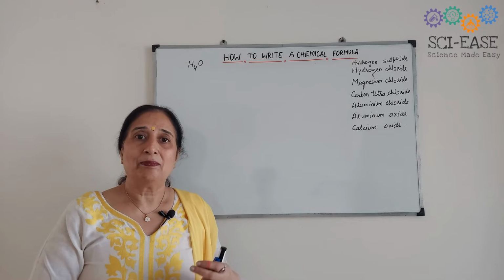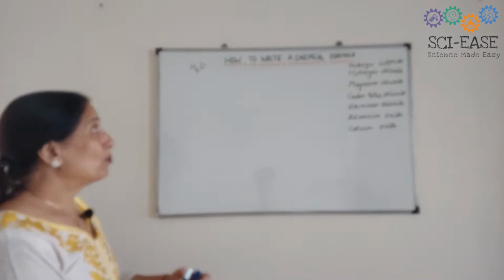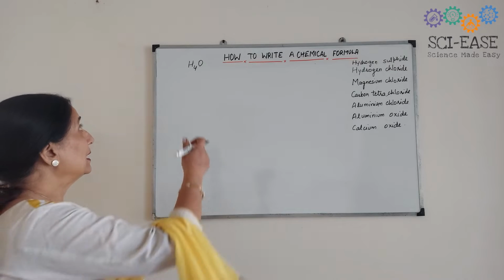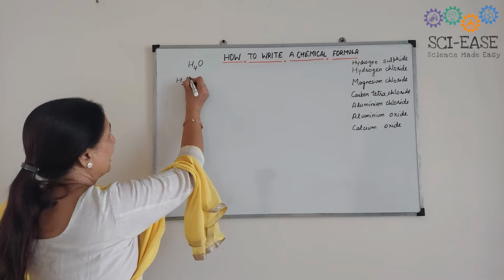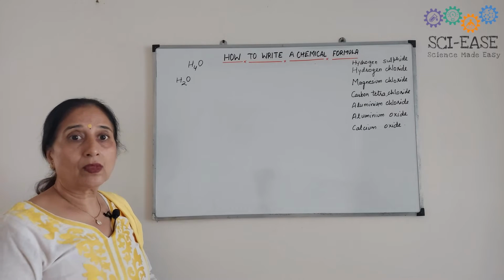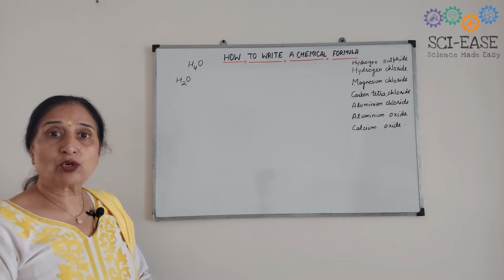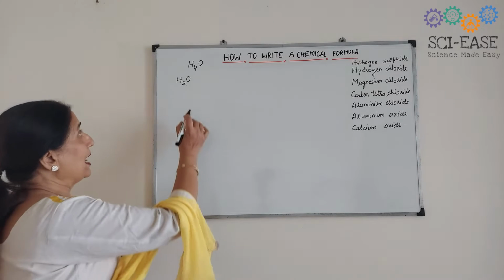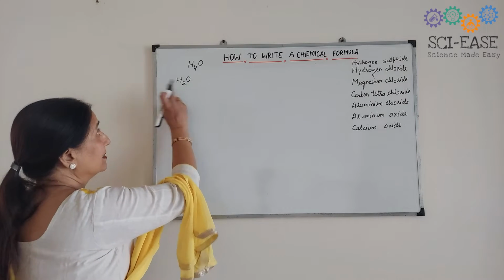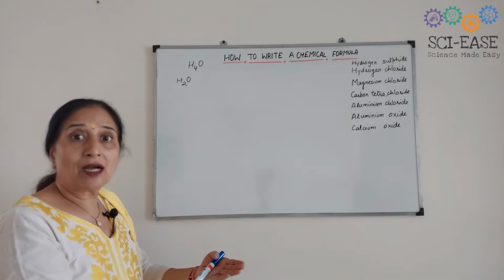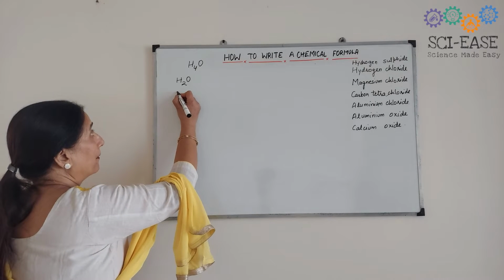First, I will take up some covalent compounds. The easiest and most common one, that is water. Okay? Water we will take. You know that water is made up of 2 atoms of hydrogen and 1 atom of oxygen. So, its formula is this. How it comes out to be this, that I am going to explain.